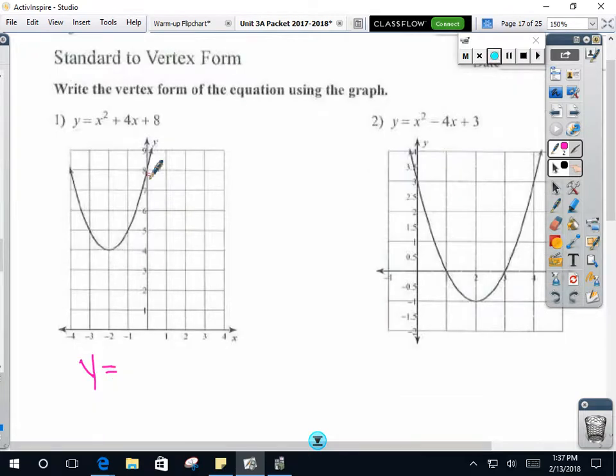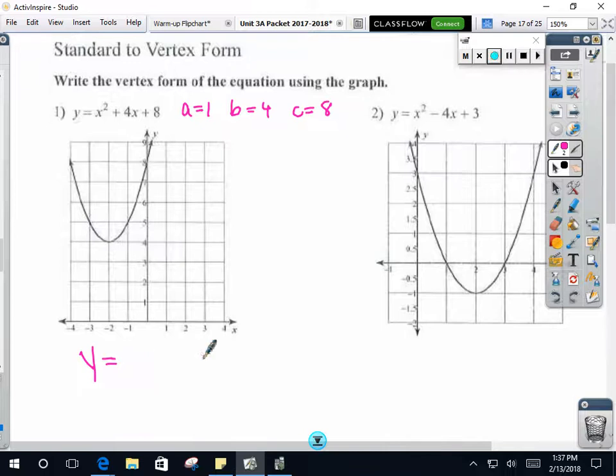What is the a value? What is the b value? And what is the c value? 8. So when we're writing it in vertex form, what do I plug in for the a place? 1. And then it'll be (x minus h) squared plus k. But h and k are the vertex. Where is the vertex located? Negative 2, comma 4.